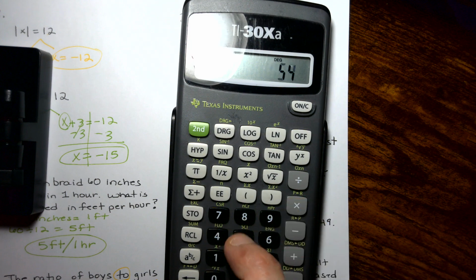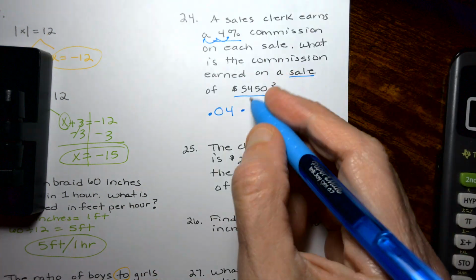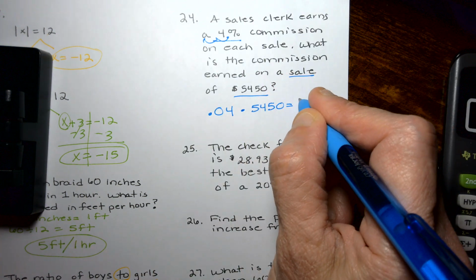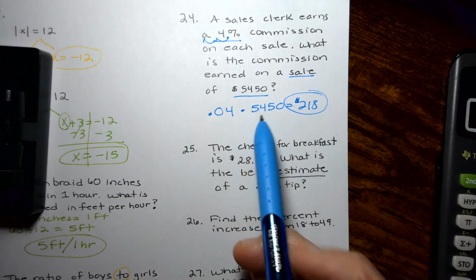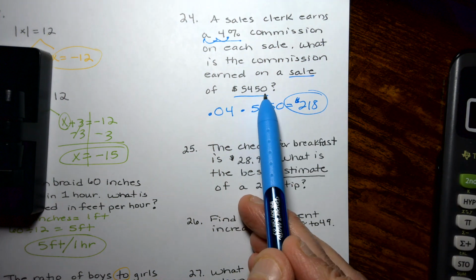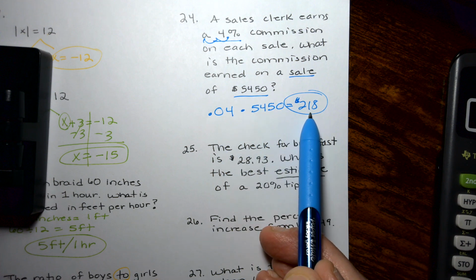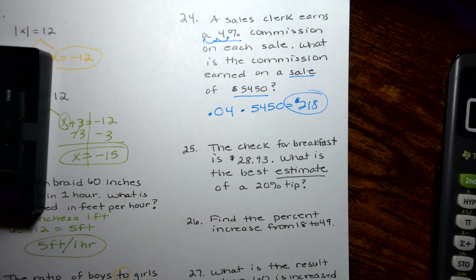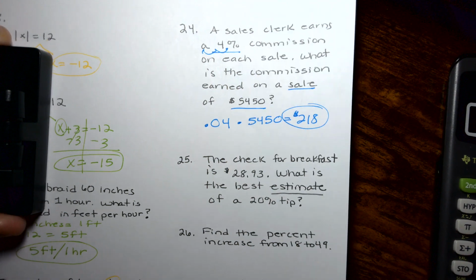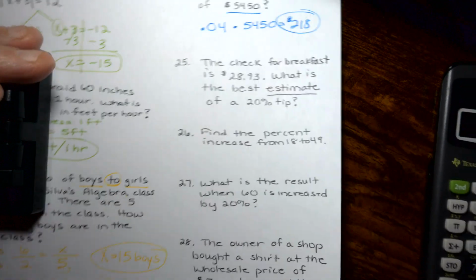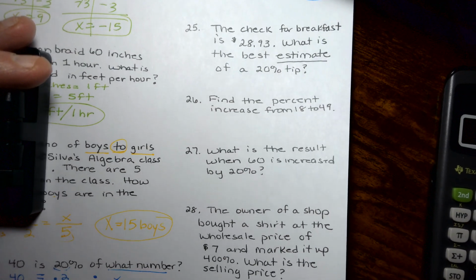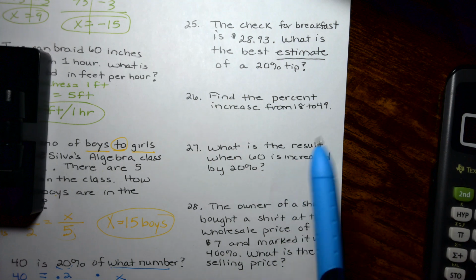0.04 times 54.50. That's $218. So on that sale, she sold over $5,000 for something. She gets $218 from that sale. So it motivates salespeople to want to sell, right? That's their job. I would be terrible at it, but anyway.